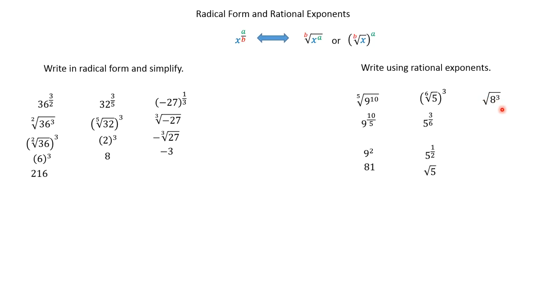Another one, square root of 8 cubed. So it's like this. So the a is 3, but there's no b. What number would go there if there's no number there? No, it's not 1. No, it's not 0. Remember, this is a square root. That's always been a 2. It's just, we don't put it there. So this would be 8 to the 3/2.